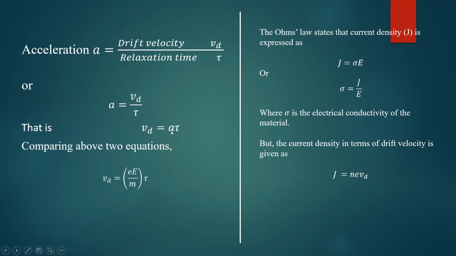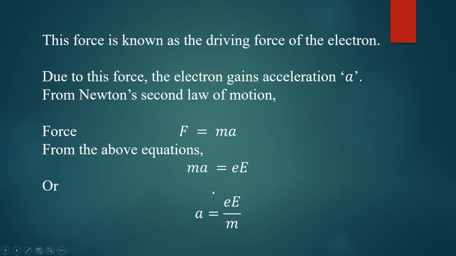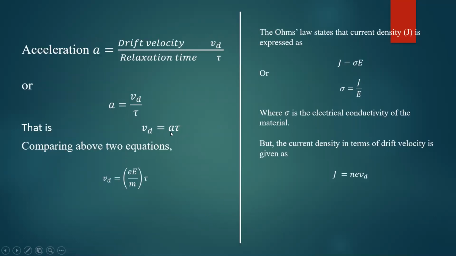Now you put the expression for acceleration. You have this expression, a is equal to eE by m. You put this expression here. Substitute the acceleration as eE by m. You will get the expression for the drift velocity of the electron. That is, when an electric field is applied, what is the electron velocity? That is given by Vd is equal to eE divided by m into tau, where small e is the charge of the electron, capital E is the electric field, m is the mass of the electron, and tau is the relaxation time. Okay, then the Ohm's law, already I have defined.